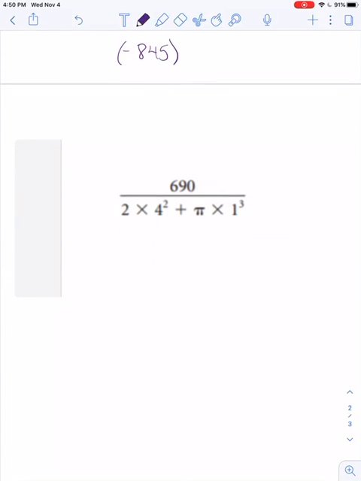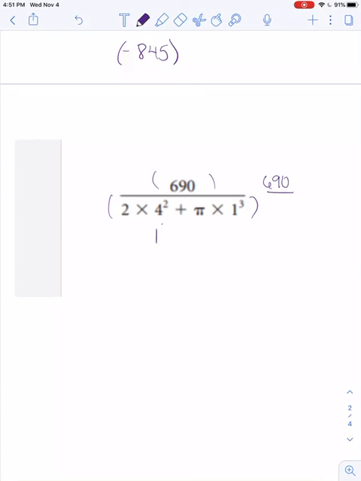Over here, we've seen this before when we have a big division like that. I told you it's like an imaginary bracket on top and a bracket at the bottom. In the first bracket, we only have 690, so there's not much work to do there. We're just going to write it here, and we're going to be doing the work from the bottom. So here we have 2 times 4 to the power of 2 plus pi times 1 to the power of 3. So we have 2 exponents in there. We're going to start with this one.